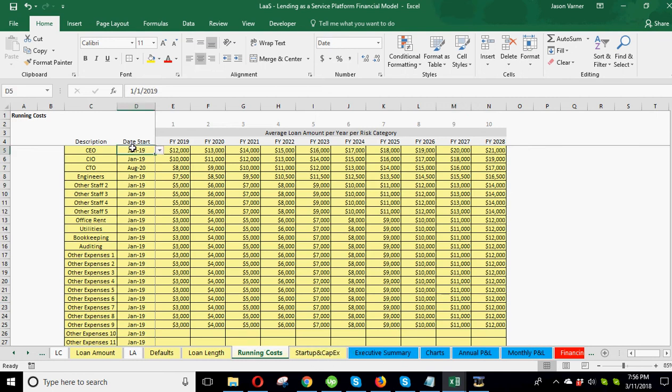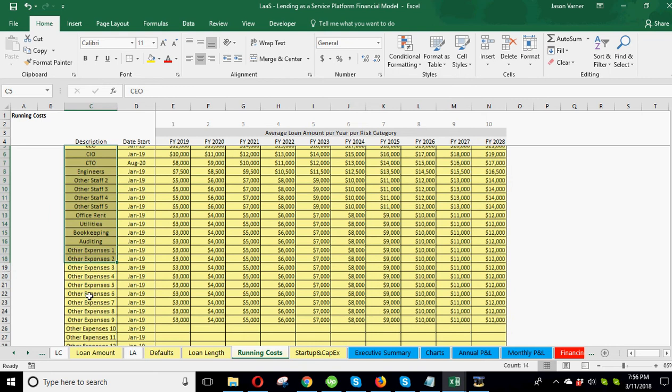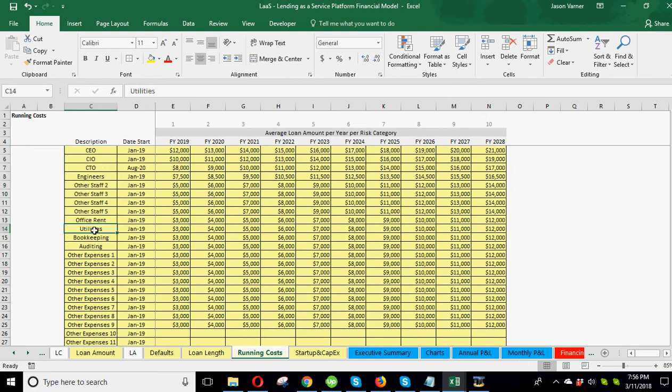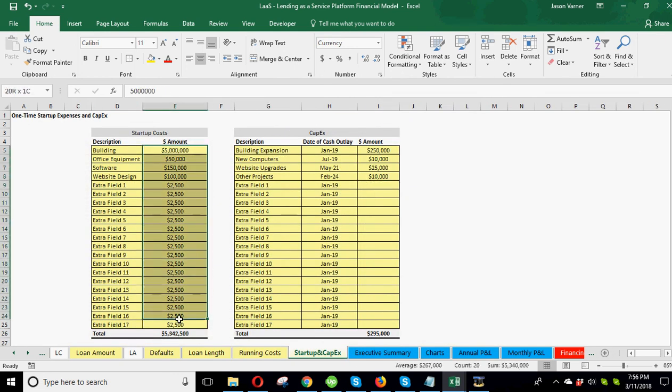Running costs here, so you can pick the different descriptions for different monthly running costs you plan on the platform having, the date at which they start, because you might be scaling into some of these costs, and then what the monthly amount is by year again here. We also got startup costs, which is just things you plan on spending before you actually start operations. And then CapEx is like improvements, just any one-time expenditures that you plan on having over the course of the model.